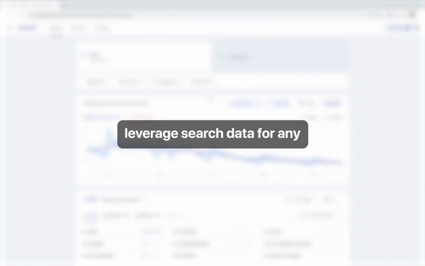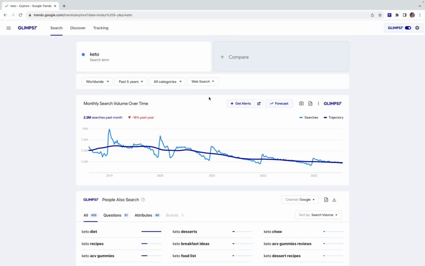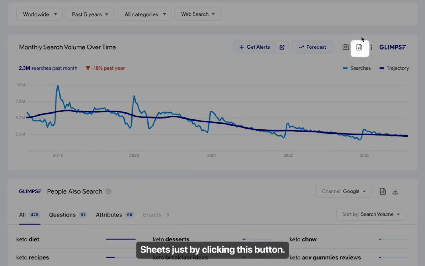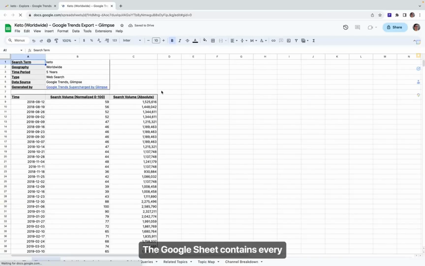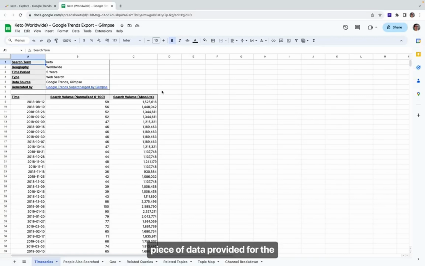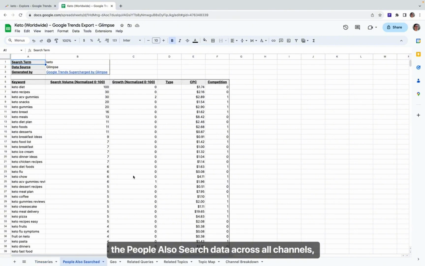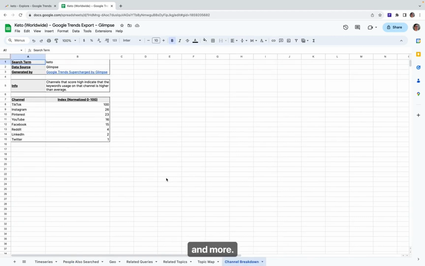Glimse makes it easy to leverage search data for any data science or analysis project. For any keyword lookup, you can open all of the data in Google Sheets just by clicking this button. The Google Sheet contains every piece of data provided for the keyword lookup, including the raw search volume data, the people also search data across all channels, the channel breakdown data, and more.